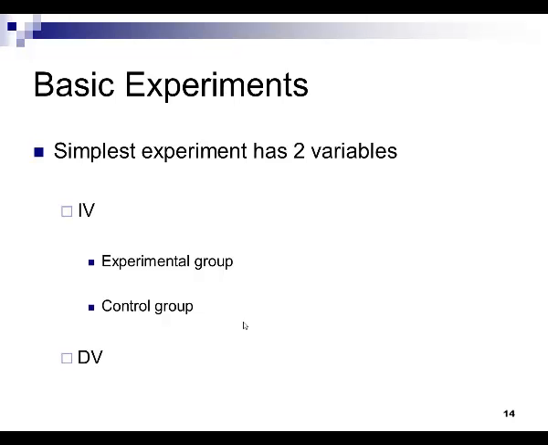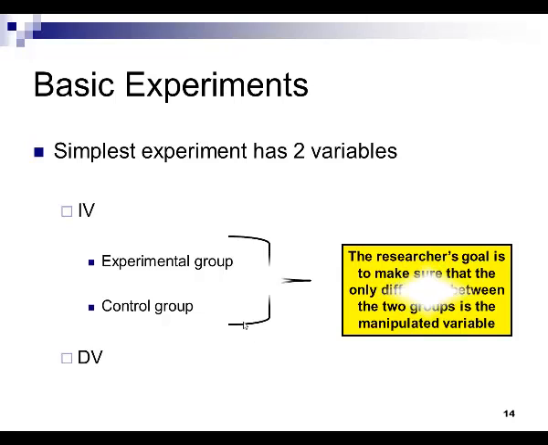The simplest experiment has two variables, an independent variable and a dependent variable. The simplest experiment, with only two variables and the lowest levels of the independent variable, has simply an experimental group and a control group. Again, the researcher's goal is to make sure that the only difference between these two groups, the experimental group and the control group, is the manipulated variable. And in that example that we had earlier, it would be crowding.